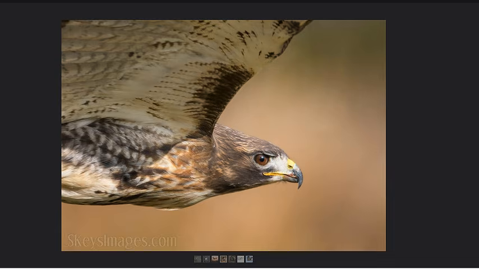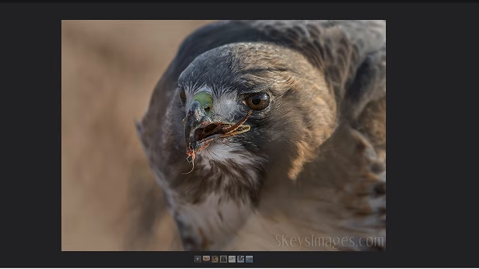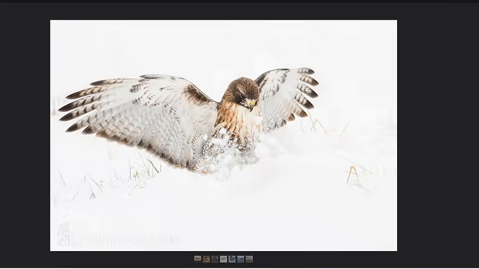Once I know where he's going to hunt, it allows me an opportunity to get ahead of him and just wait either in the car or in the field. This one, he literally just grabbed this thing right in front of us and started tearing it apart. That led to this as well.